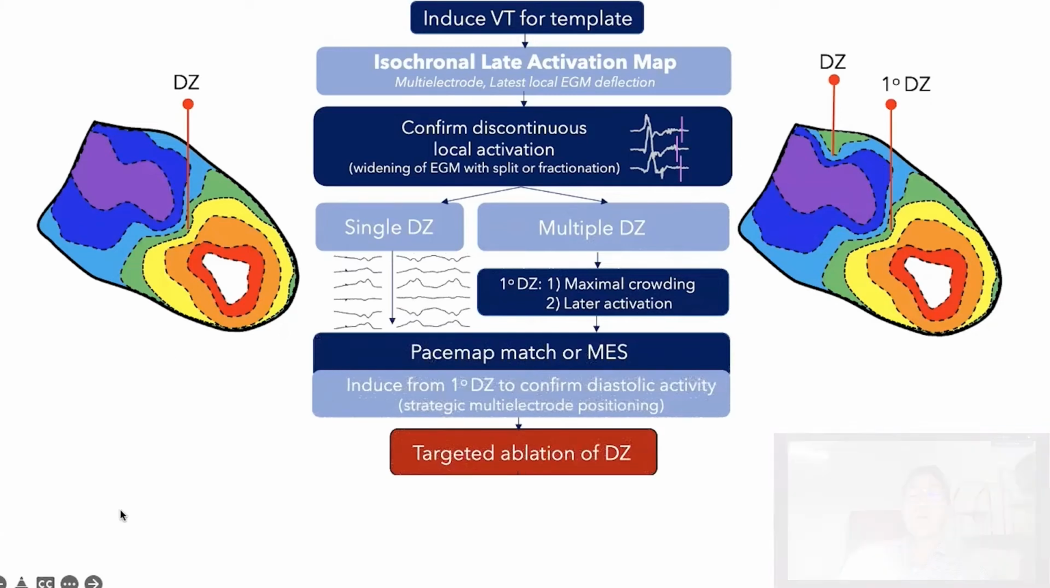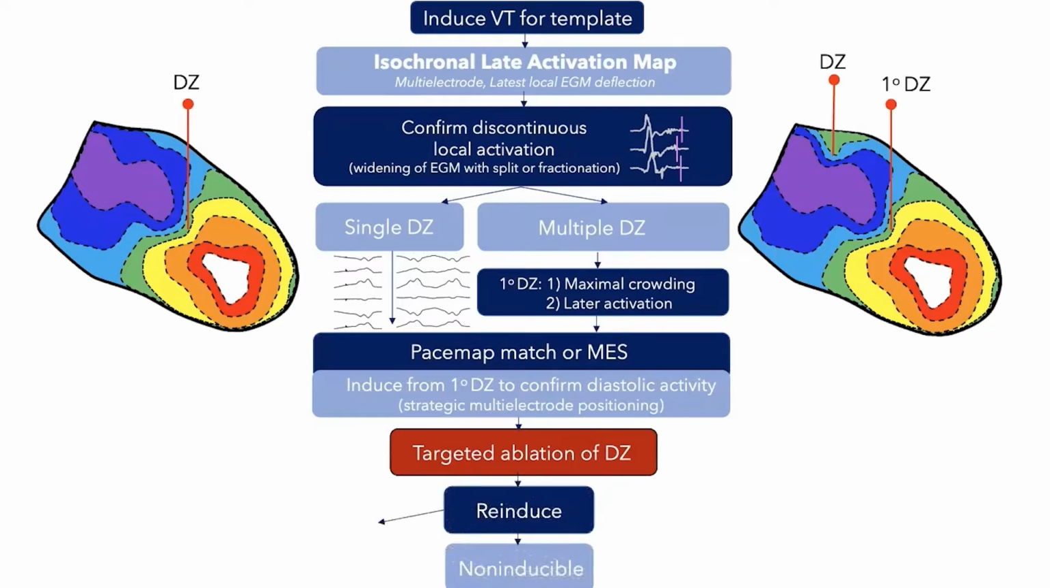And then we obviously can always use pace mapping, which is standard. If you have 2 and you pace map from both, and one matches the VT, that would be obvious which one might be more relevant. Then we induce with as many electrodes around the deceleration zone as possible. We call that strategic multi-electrode positioning, and I'll show one example of that. Then we are able to quickly, even if it's unstable, be able to map a little bit of VT, and then we do targeted ablation.